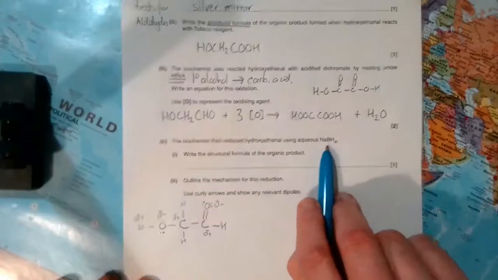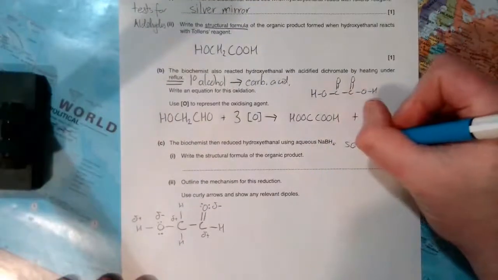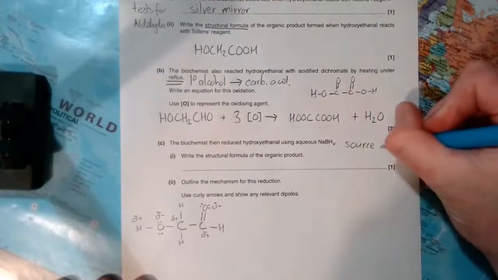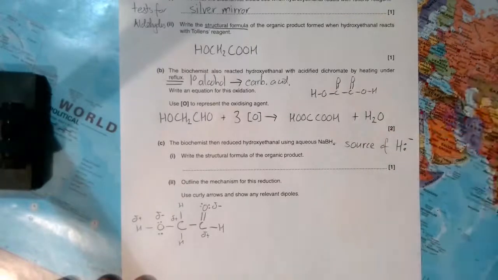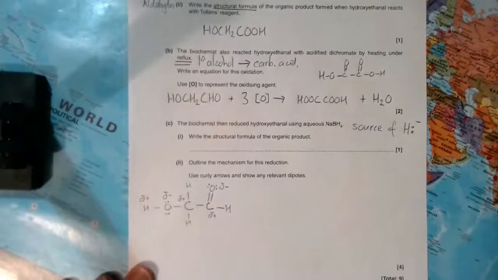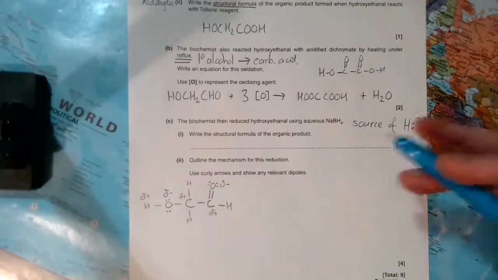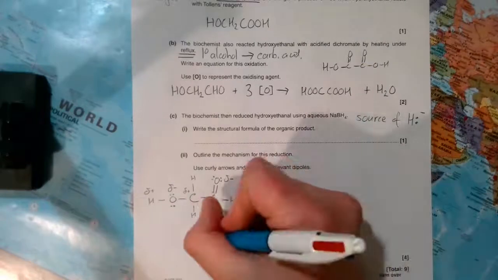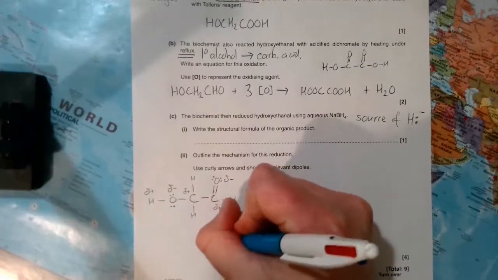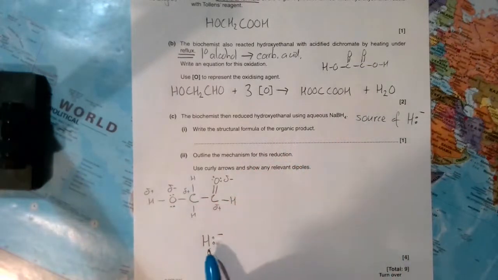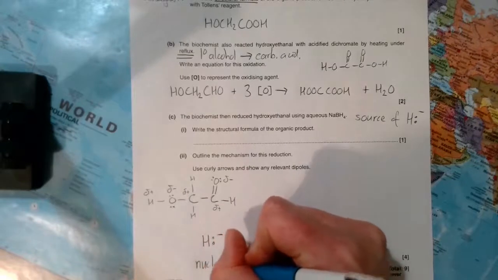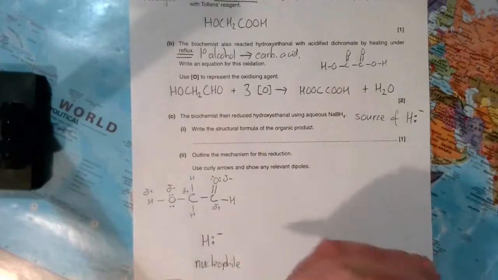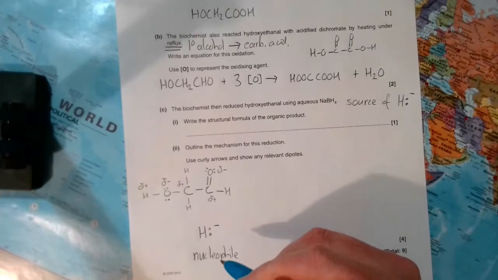So, NaBH4 is a source of hydride ions. There's H-, and they are very reactive, and they're not something you would come across before. We are going to draw them in, and it has a lone pair of electrons and it's negatively charged, so you know that this is a nucleophile. It is going to be attracted to something that is positive or delta positive.